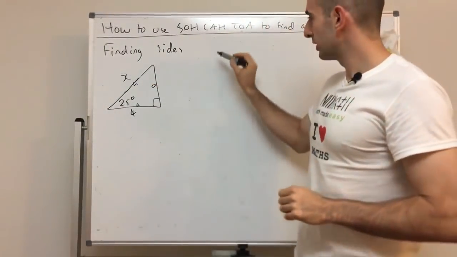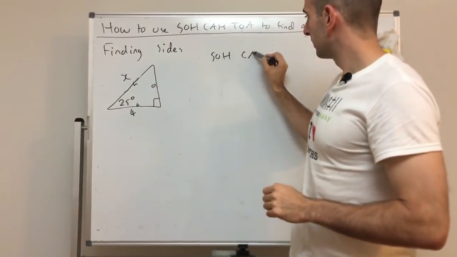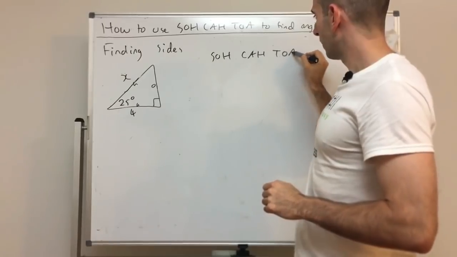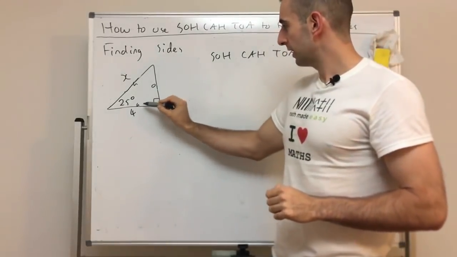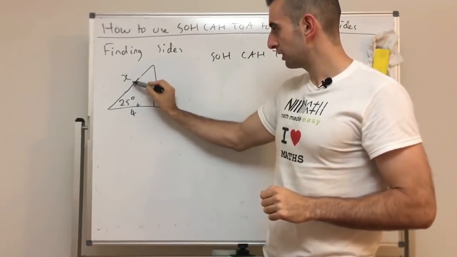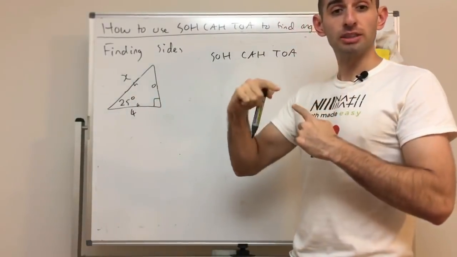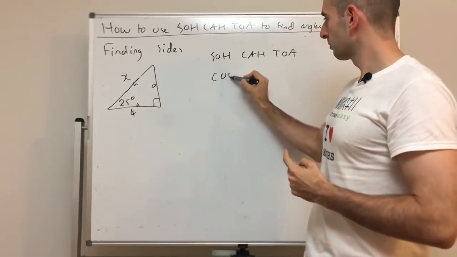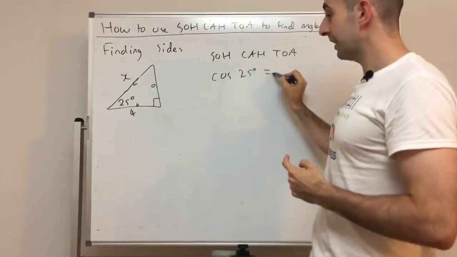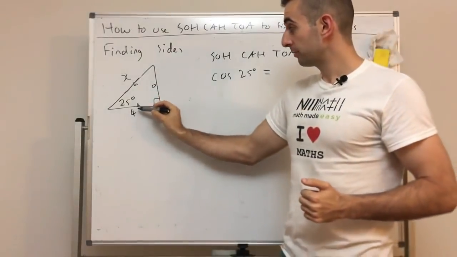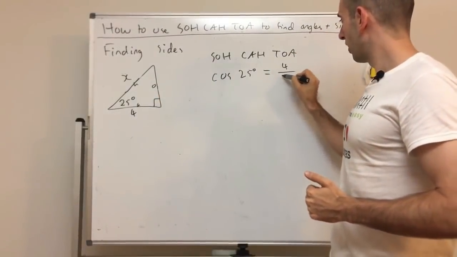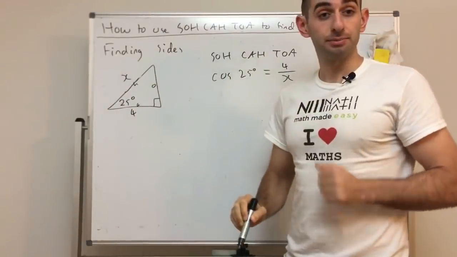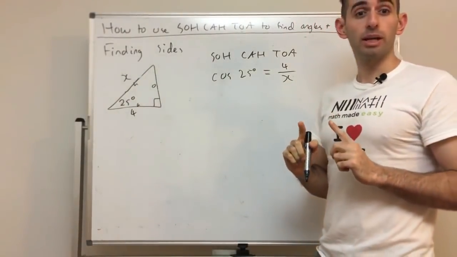So then we're going to use step 2, SOH CAH TOA. I'm given adjacent and hypotenuse in respect to this angle, that's cos theta. So cos 25 degrees will equal the adjacent, which is 4, over x, which is hypotenuse. So step 3, solve the equation.